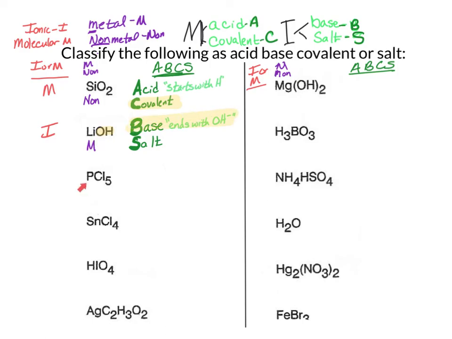The next one is phosphorus pentachloride. And so we're starting with phosphorus, which is a non-metal. It is a molecular compound. The choices for molecular compounds are acid or covalent. Acids start with H. This one does not start with H, so it is a covalent compound. The next one starts with tin, which is a metal. Metal means it's ionic. Ionic has base or salt.